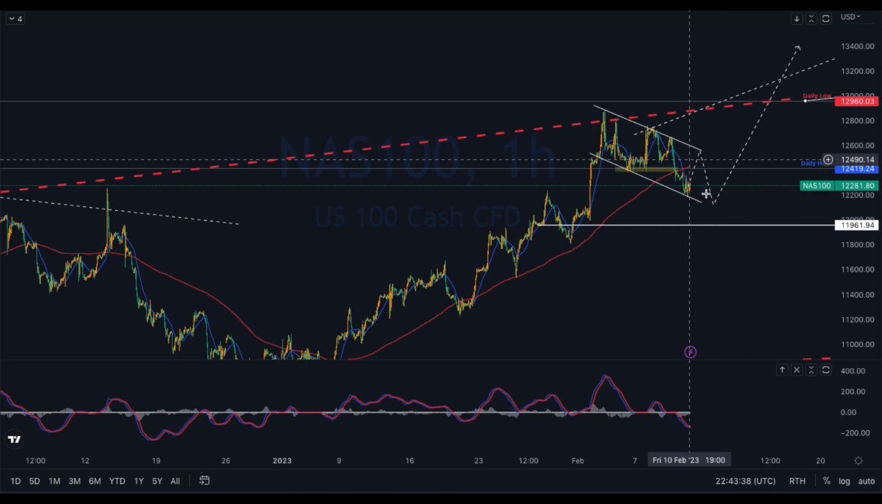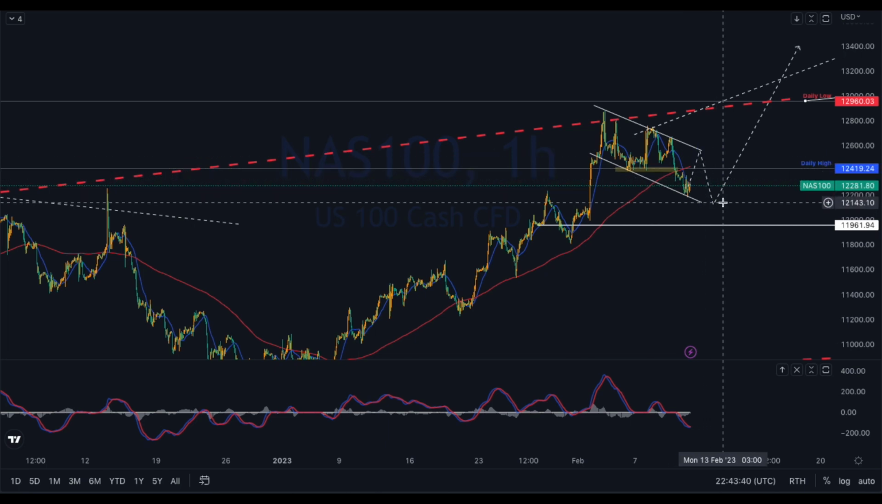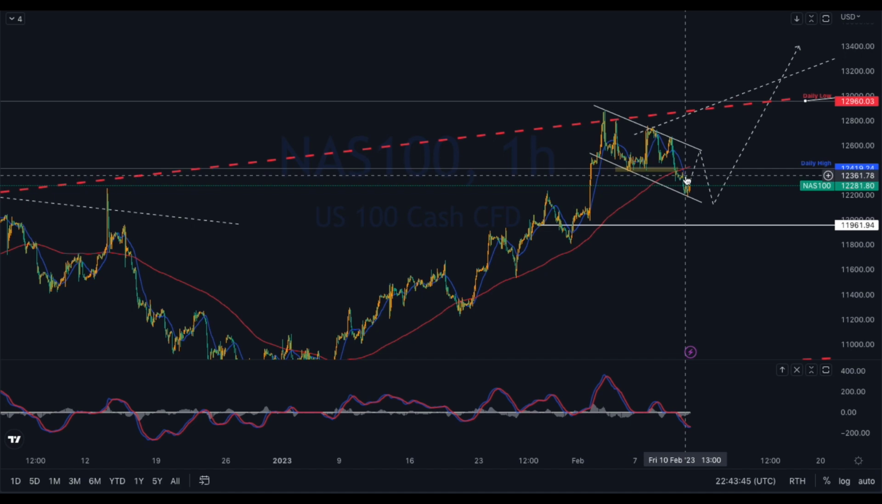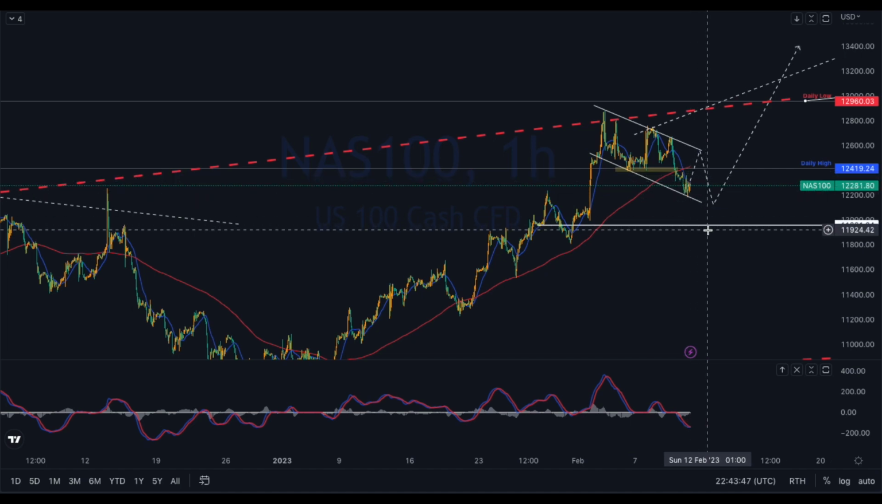So based on what I'm saying, I would say price is most likely going to be doing this. But at the same time, this is saying that price is going to be dropping downwards, which is fine.